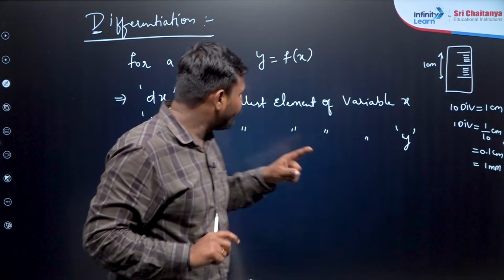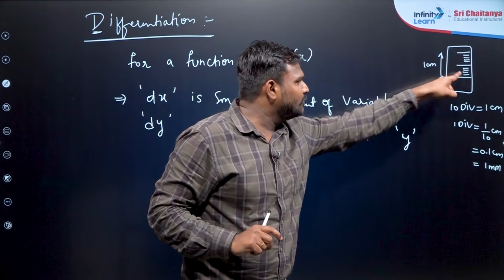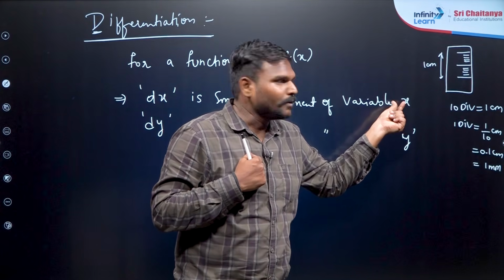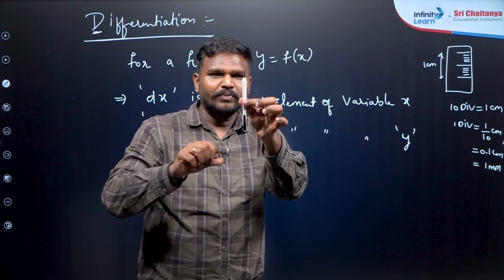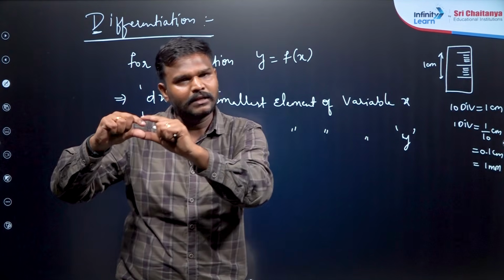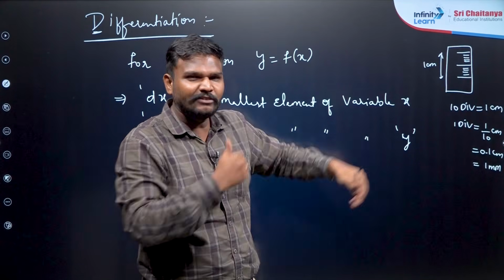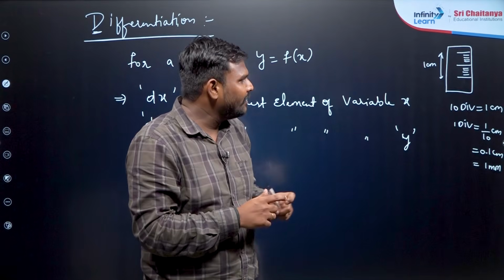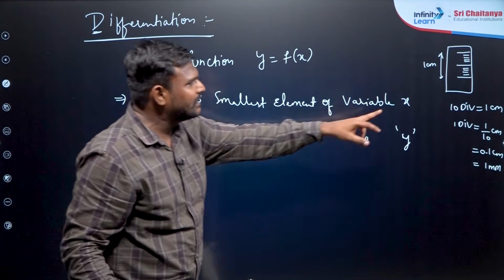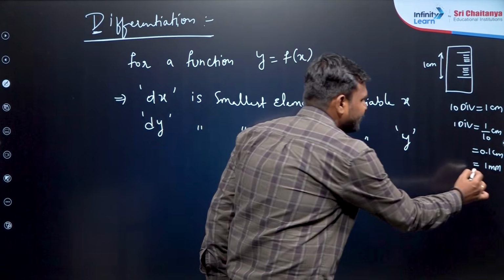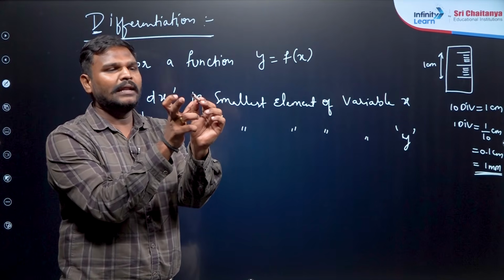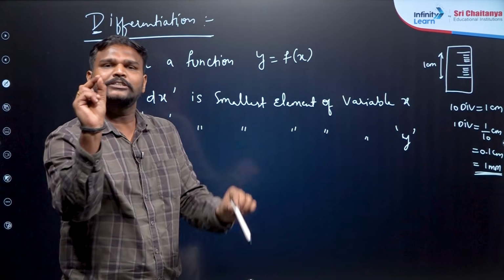Like that, if length is your variable, you are talking about a physical quantity called length. So the length of a pen can be 10 centimeters, or another small pencil 8 centimeters, or another pencil 6 centimeters. So length is a variable, let us say. Then the smallest element of this measurement is dx. So in this case the dx, the least count, would be 1 mm. So if variable x we are talking about, then dx is the smallest element.